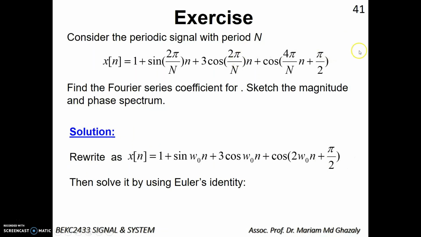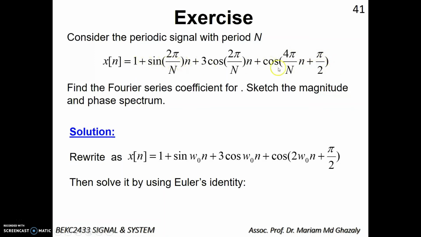Now next, let's go to the last exercise. The last exercise is given by a more complex equation. Consider the periodic signal with period N. With x[n], the discrete time signal is given by 1 plus sine 2 pi over N, plus 3 cos 2 pi over N, plus cos 4 pi over N plus pi over 2.